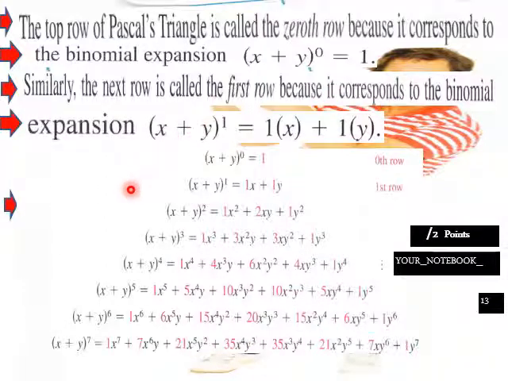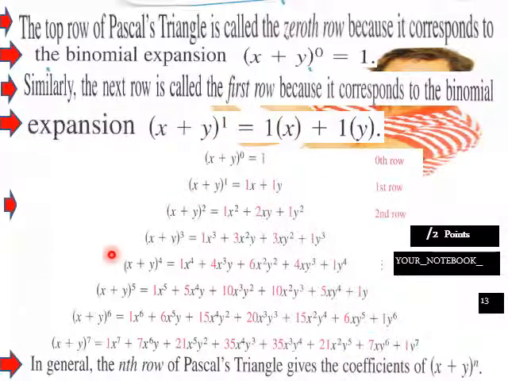Similarly, the next row is called the first row, which is here, because it corresponds to the binomial expansion x plus y to the first power, 1x plus 1y. So this would be the zero row, first row, second row, third row, etc. In general, the nth row of Pascal's triangle gives the coefficients of x plus y to the nth power.